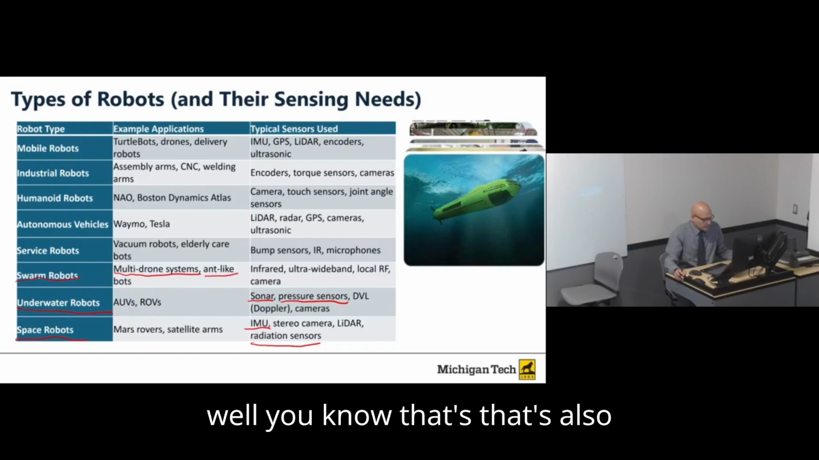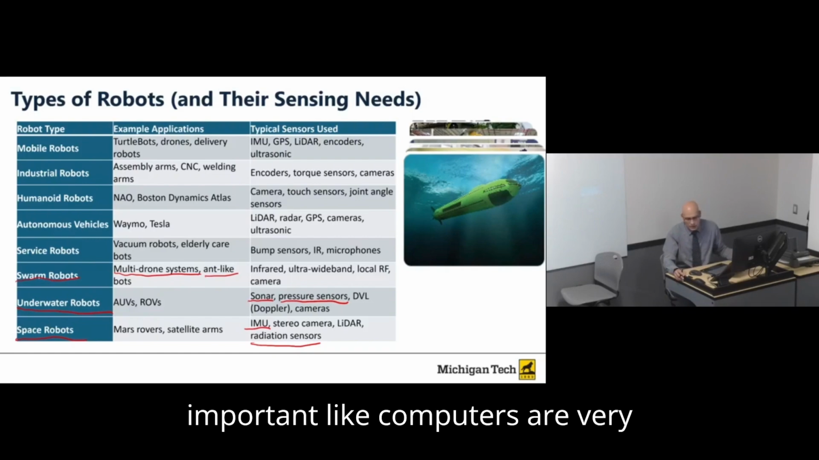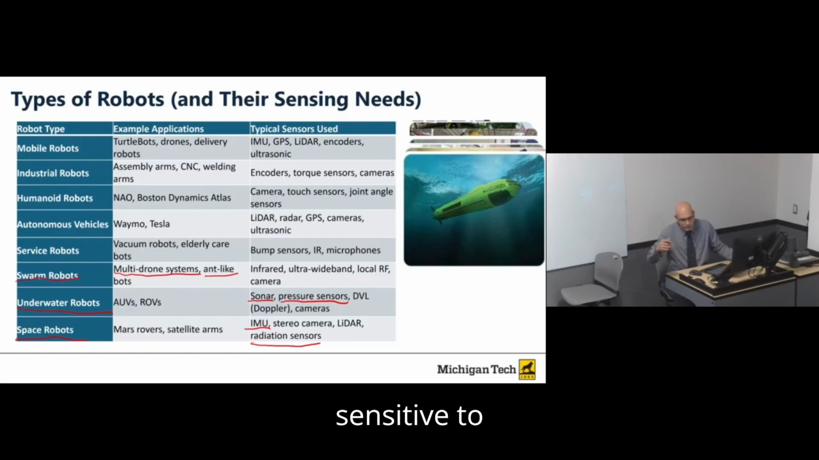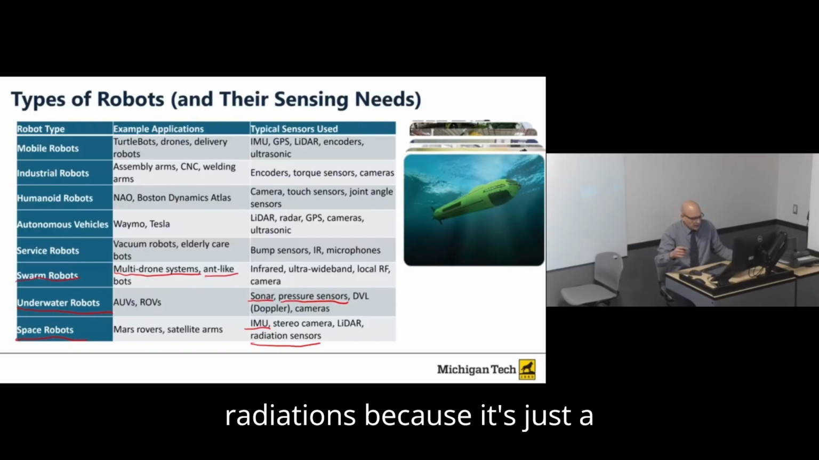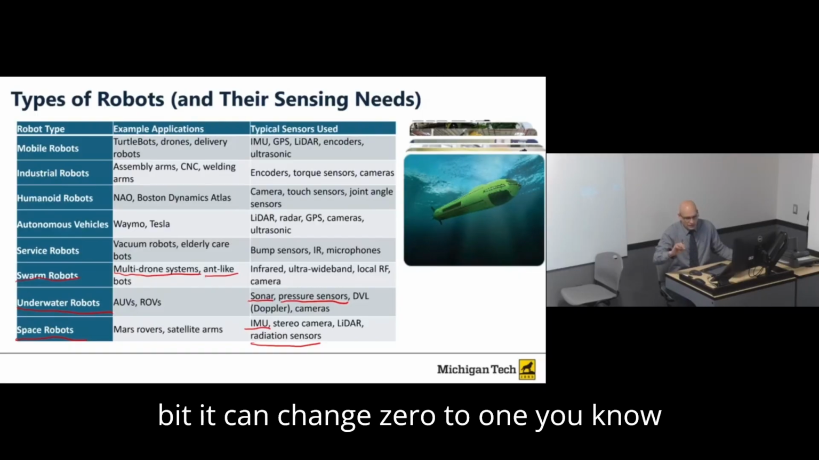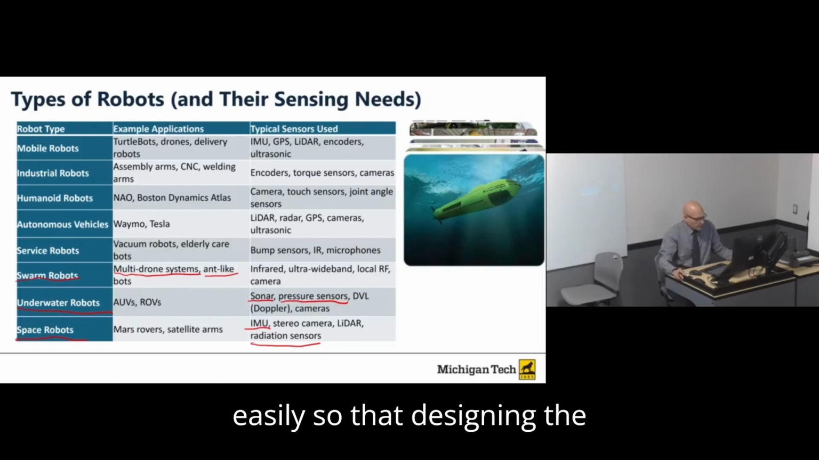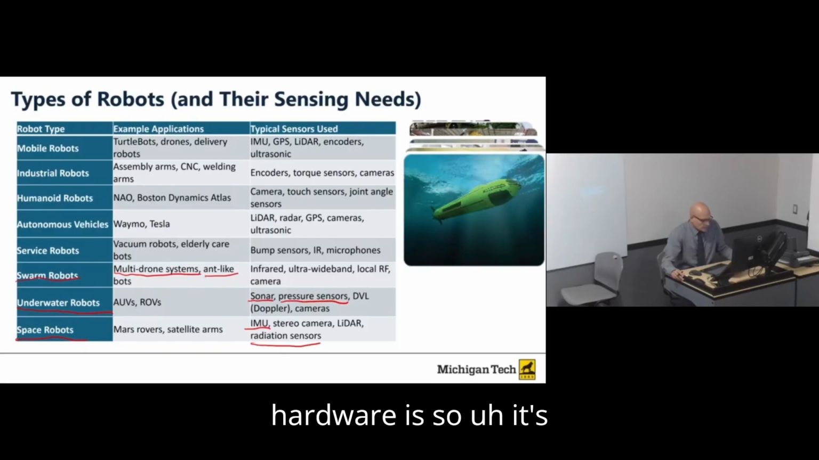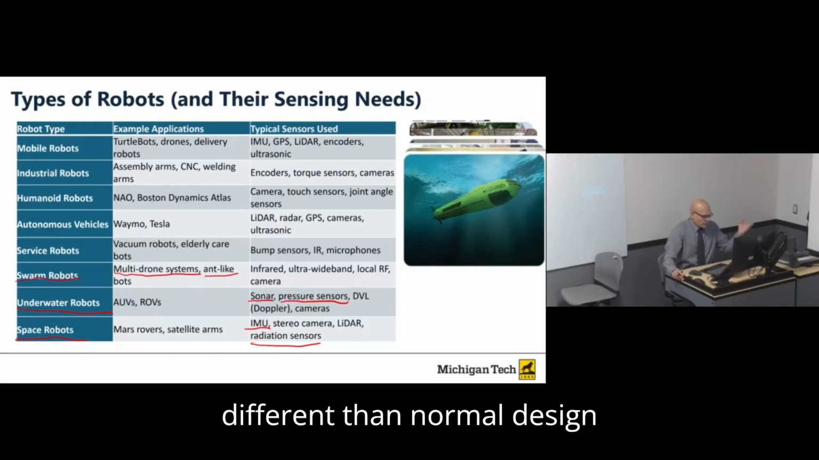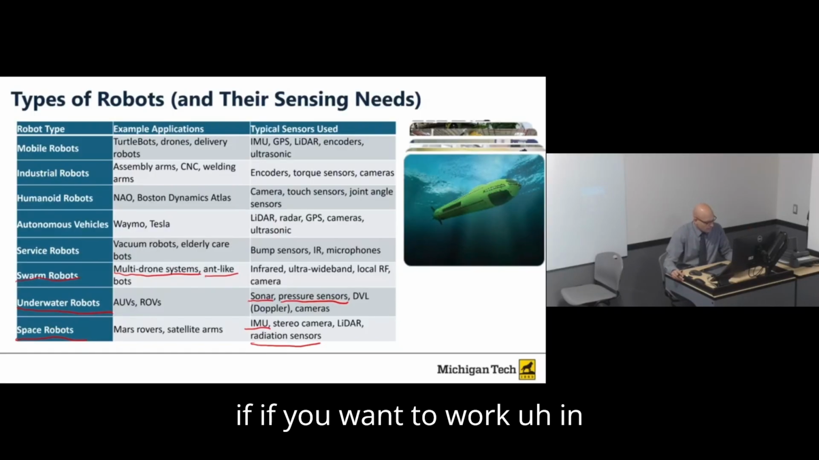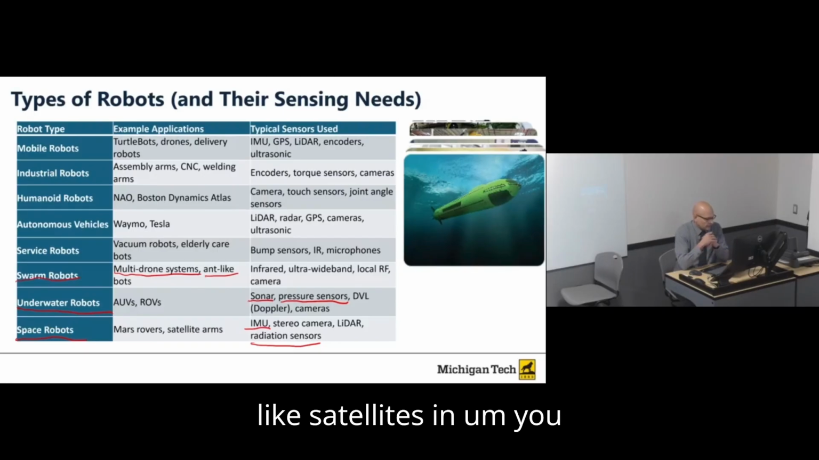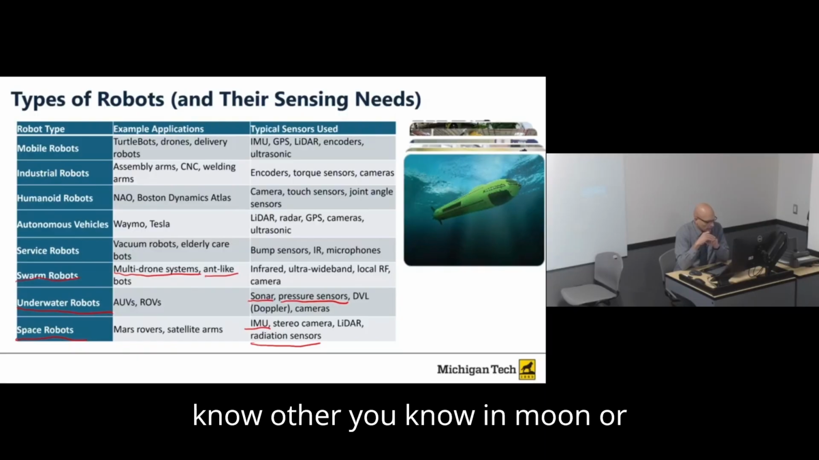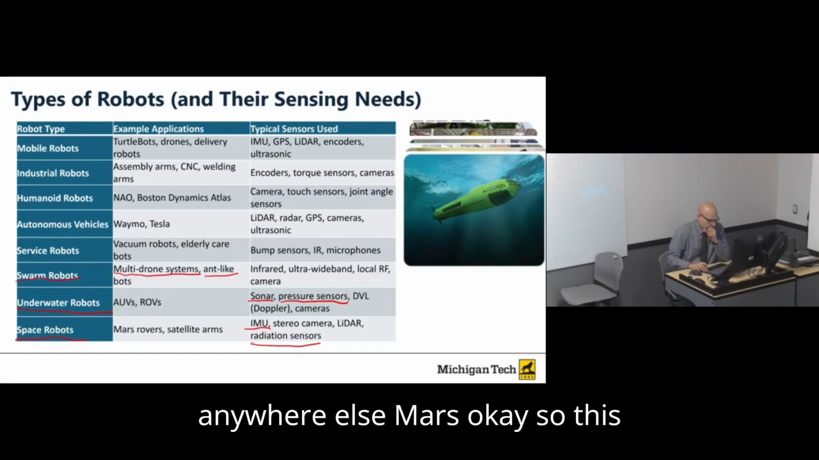You know, that's also important. Computers are very sensitive to radiation, because it's just a bit. It can change 0 to 1 easily. So designing the hardware is different than normal design if you want to work on satellites, on the moon, or anywhere else, Mars.